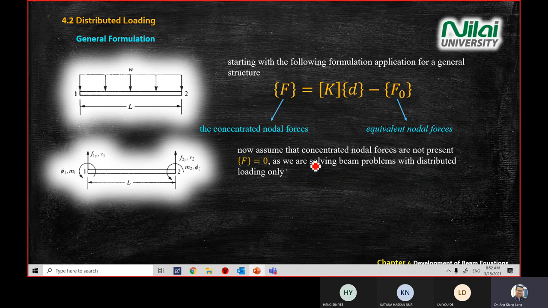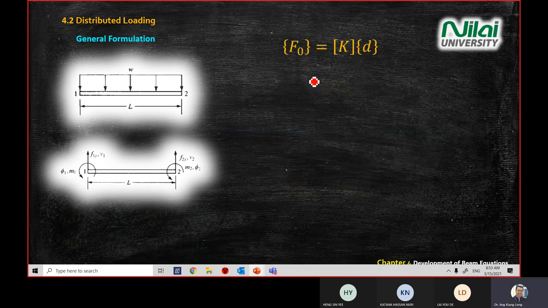Now we assume that concentrated nodal force is not present. In our case, we don't have a concentrated load, like what you see on the screen here. On the left-hand side, there's no concentrated load, so this component equals zero. We're only solving what we see on the screen here. If you rearrange the equation, F equals KD minus F0, which is the equivalent nodal force, we pull this to the left-hand side and it becomes positive. So F0 equals KD.